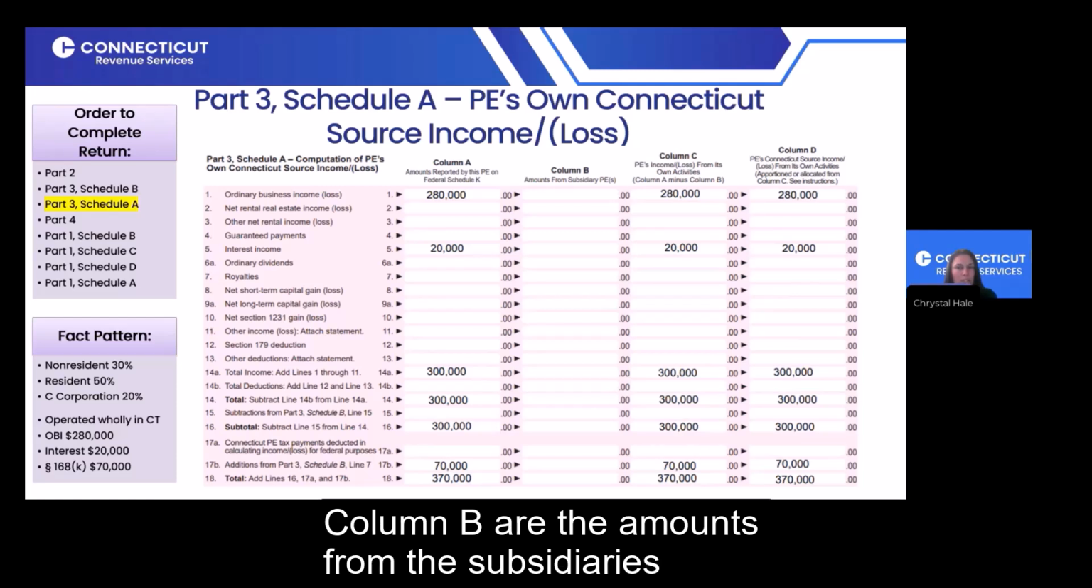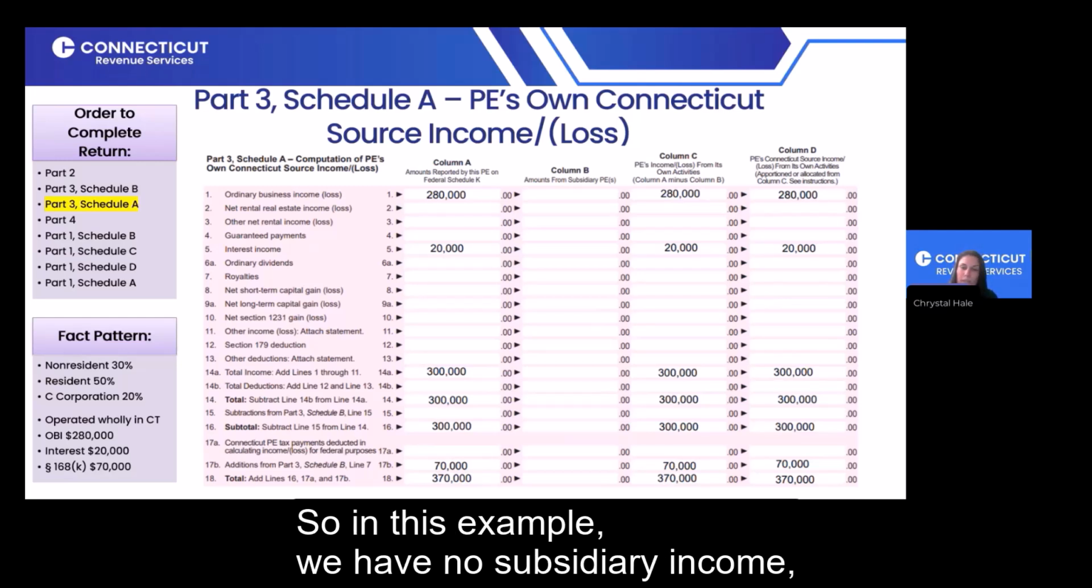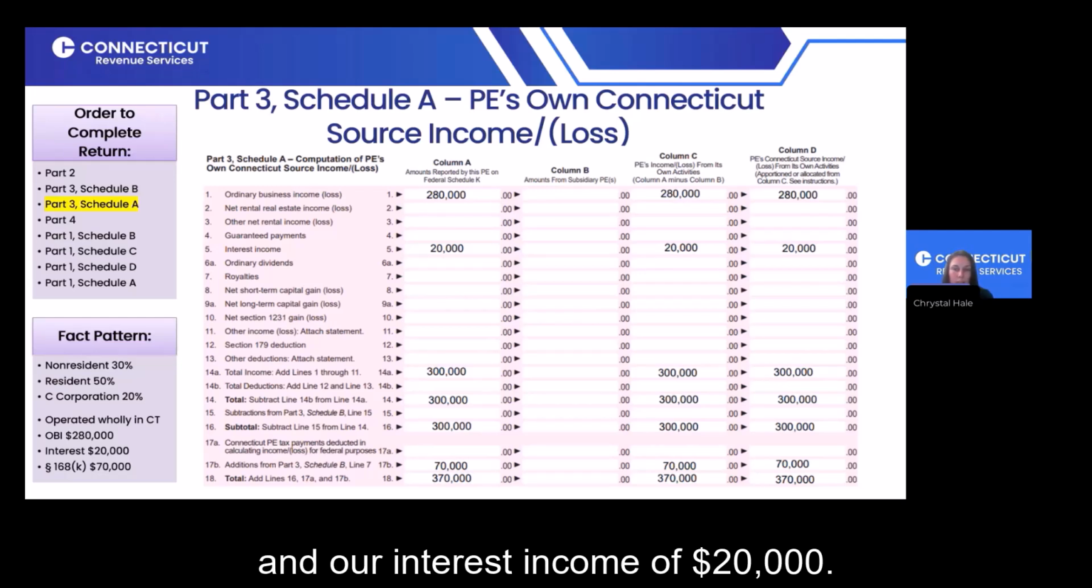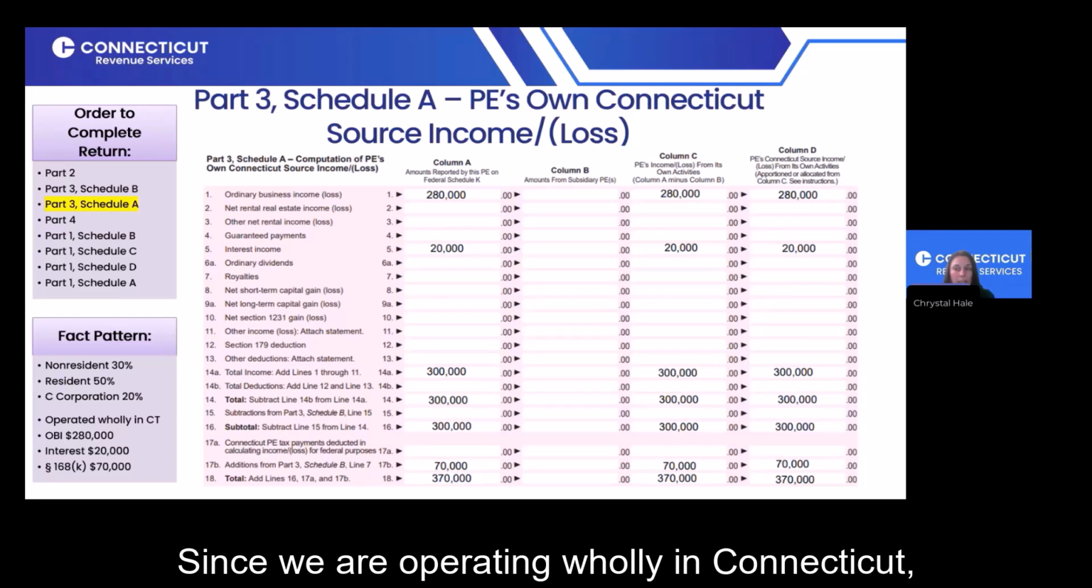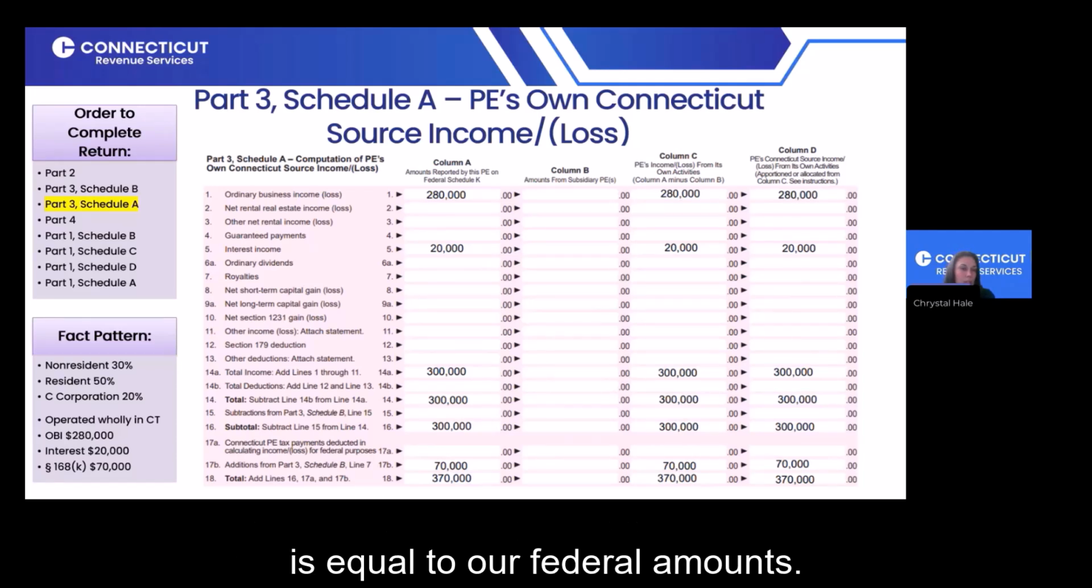Column B are the amounts from the subsidiaries, which we would pull out in determining our income from our own activities. So in this example, we have no subsidiary income, so we are left with our ordinary business income of $280,000 and our interest income of $20,000. Since we are operating wholly in Connecticut, column D, which is our Connecticut source income from our own activities, is equal to our federal amounts.